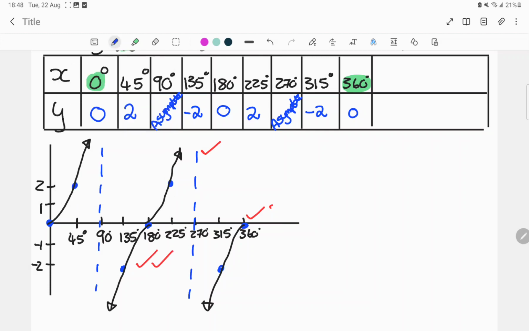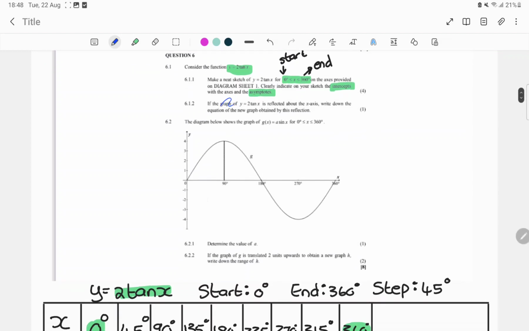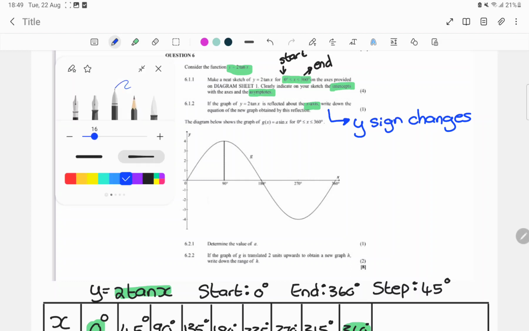Alright, so there we did question 6.1.1. Now let's have a look at question 6.1.2. They say if a graph of y equals 2 tan x is reflected about the x-axis, write down the new equation. So remember, when something is reflected about the x-axis, it means your y sign changes. So if your y sign changes, it means if my graph was going up, it's now going down.